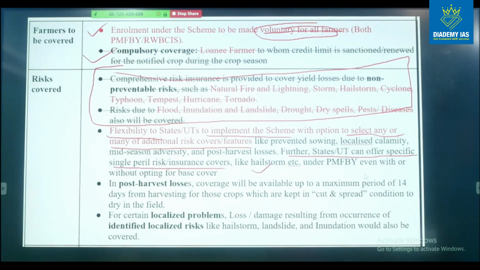So even if the farmer is not opting for this scheme for other purposes, but just for some one-time risk, for example hailstorm, they can choose, and it is up to the state government or UT to choose which risk they want to cover. For post-harvest losses, coverage will be available up to a maximum period of 14 days from the harvesting for those crops which are kept in cut and spread condition. For certain localized problems, loss or damage resulting from occurrence of, so please read these two lines again yourself.